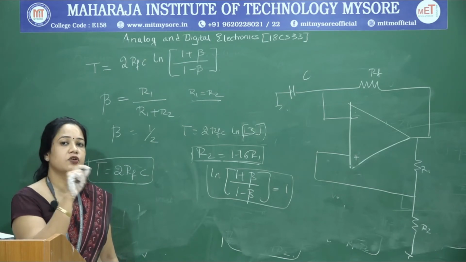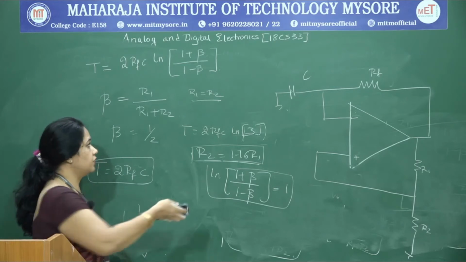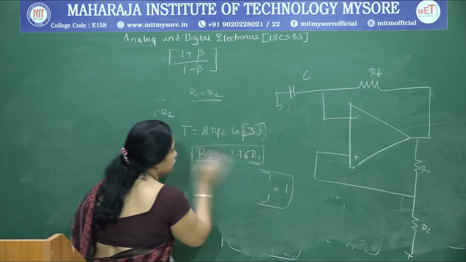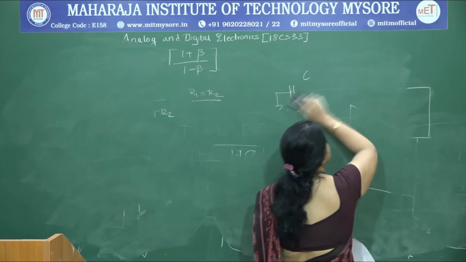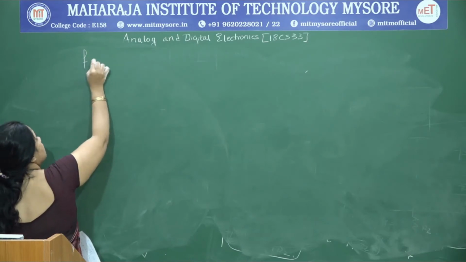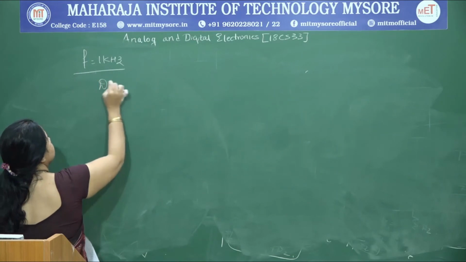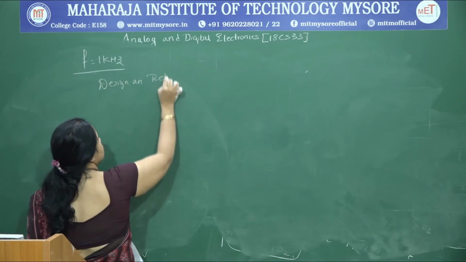Now, we will quickly take up a small problem on this and try to design the given relaxation oscillator for a given frequency. Say you are asked to design a relaxation oscillator to produce oscillations of frequency 1 kilohertz. So, you are given f equal to 1 kilohertz, and you are supposed to design a relaxation oscillator.